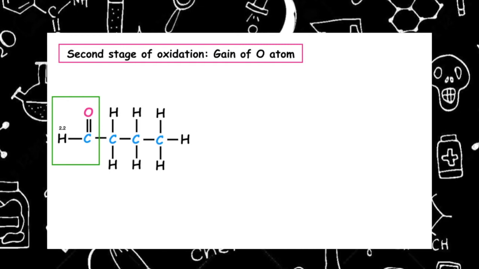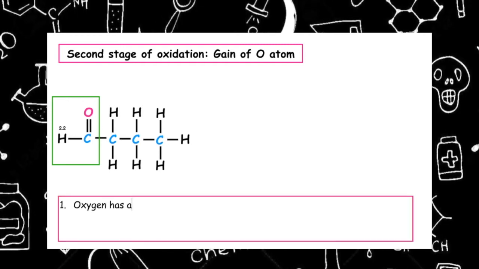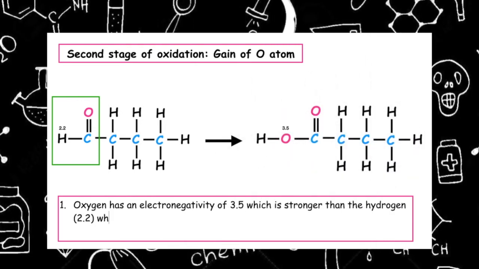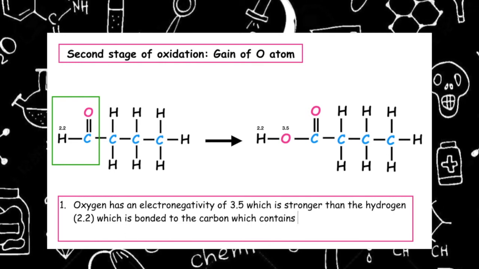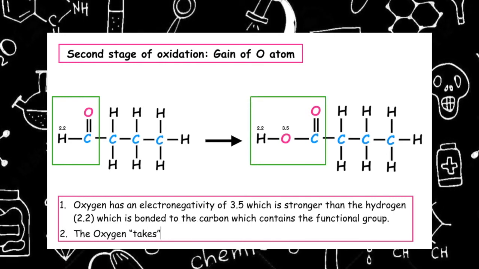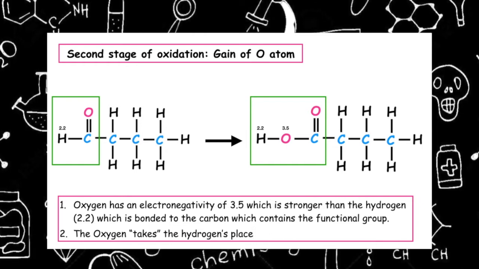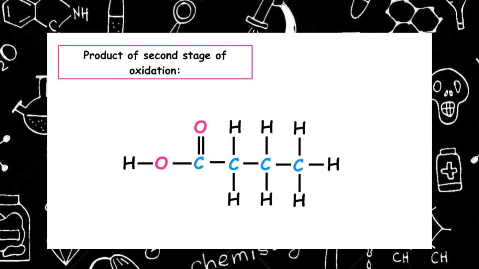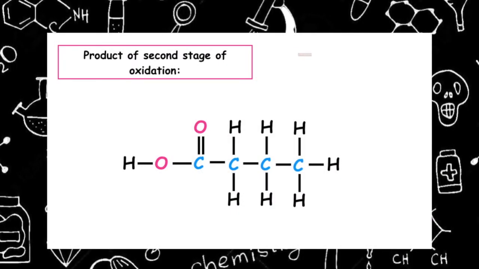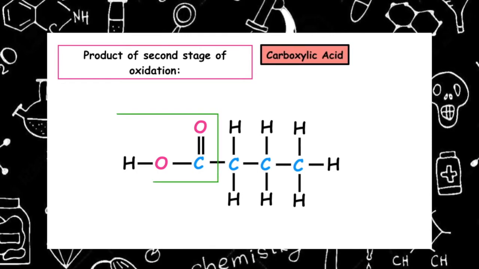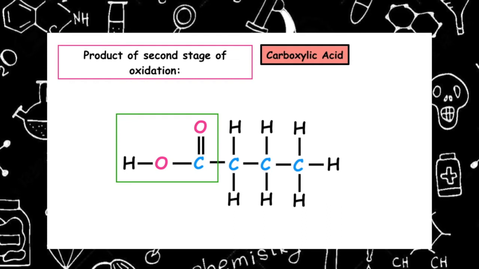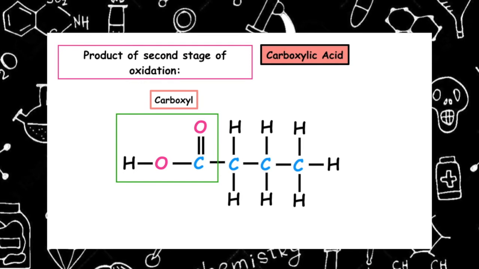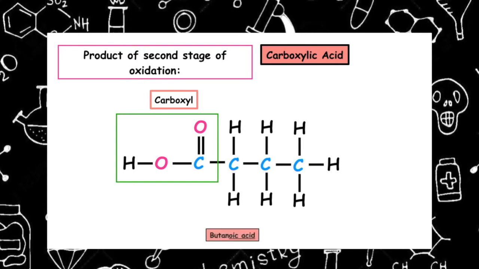The second stage of oxidation is the gain of an oxygen atom. Oxygen has an electronegativity of 3.5, which is stronger than that of the hydrogen, which is bonded to the carbon which contains the functional group. Oxygen can then take the hydrogen's place to form a new functional group. The product of the second stage of oxidation will form a carboxylic acid. The name of the functional group which we have now formed, which is our C double bond O OH, is known as the carboxyl group. The name of this compound which has now been formed is known as butanoic acid.